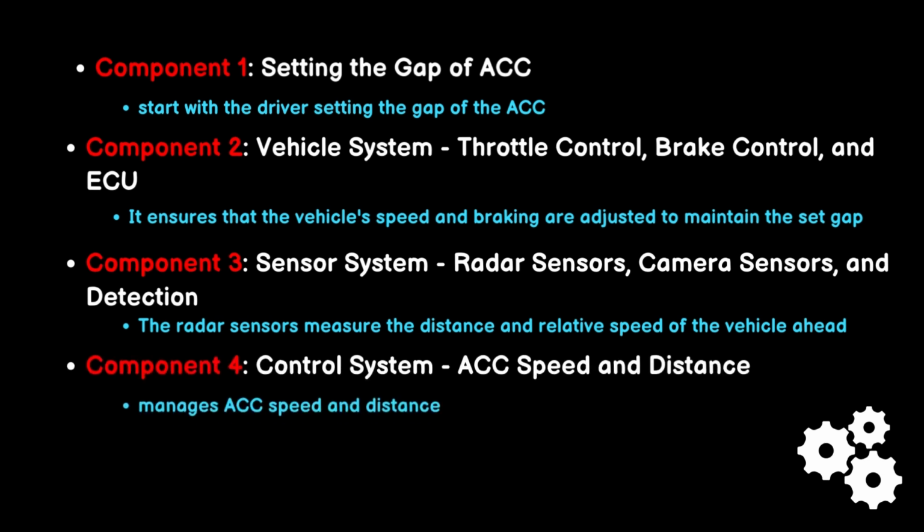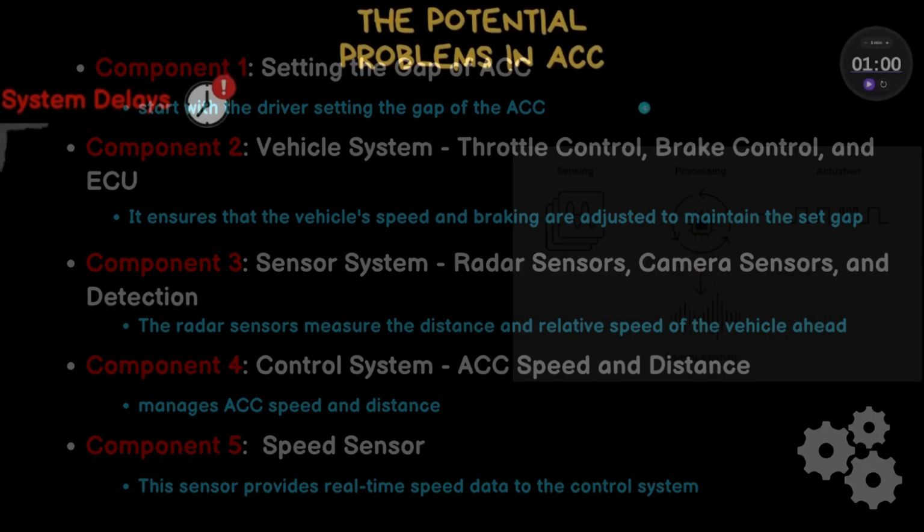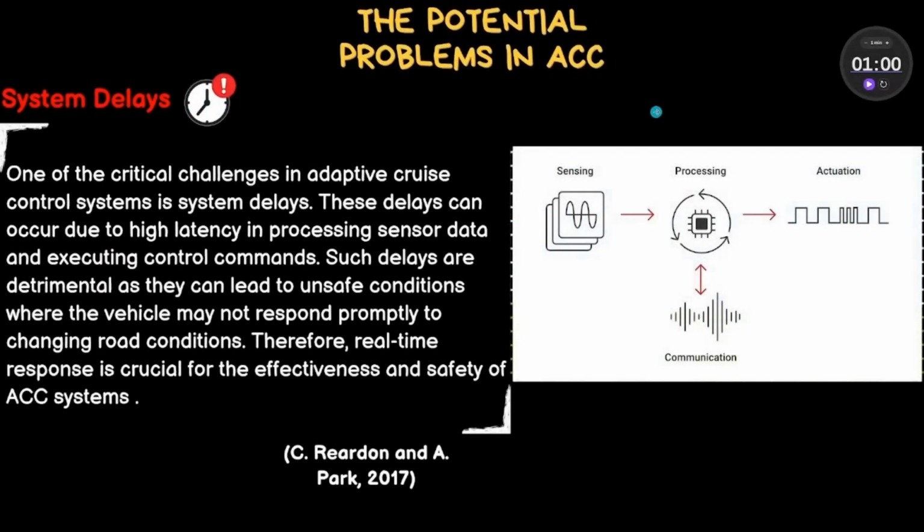Next is the control system block, which manages the ACC speed and distance. This system uses data from the radar and camera sensors to calculate the actual speed and the distance of the vehicle ahead. It compares the data to the set gap and determines the necessary adjustment to maintain a safe following distance. We also have the speed sensor, which continuously monitors the vehicle speed. These sensors provide real-time speed data to the control system, allowing it to make accurate adjustments to the throttle and brake.